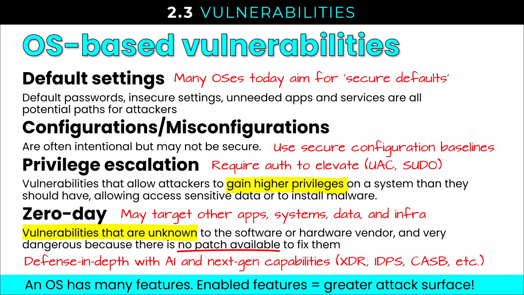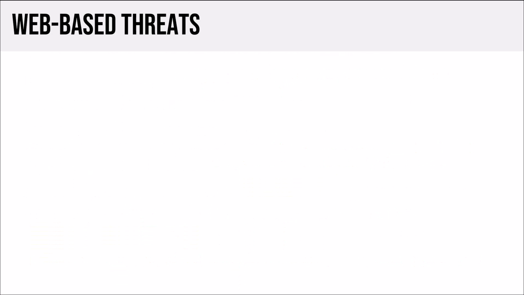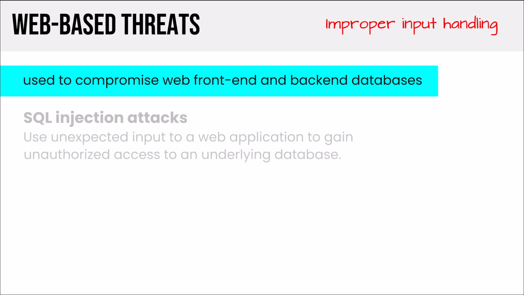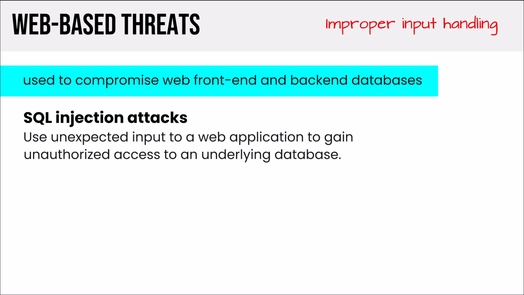Next up, we have vulnerabilities compromised through web-based threats, and these are exploited due to weakness in improper input handling. The first vulnerability we're going to examine is used to compromise front-end web apps and their back-end databases. Amongst the most common, we have the SQL injection attack, which use unexpected input to a web application to gain unauthorized access to an underlying database.